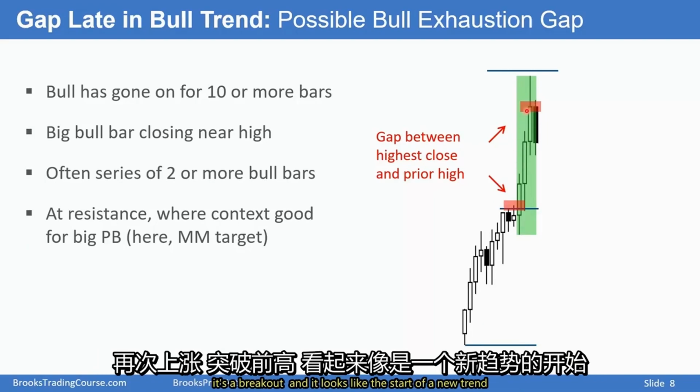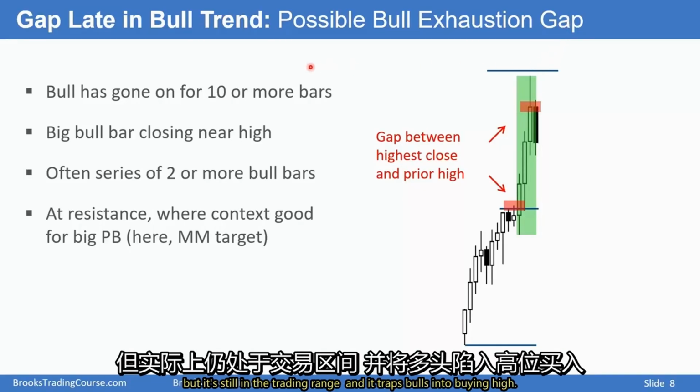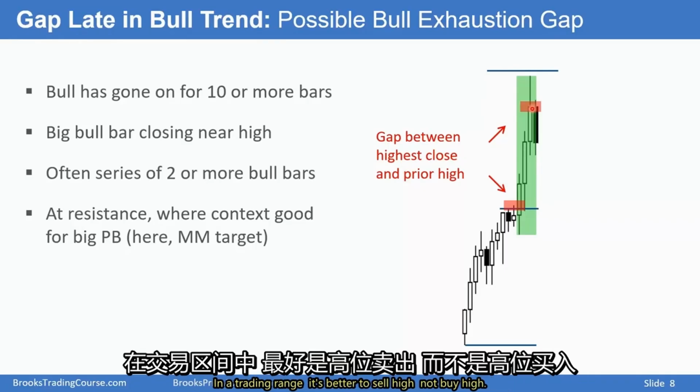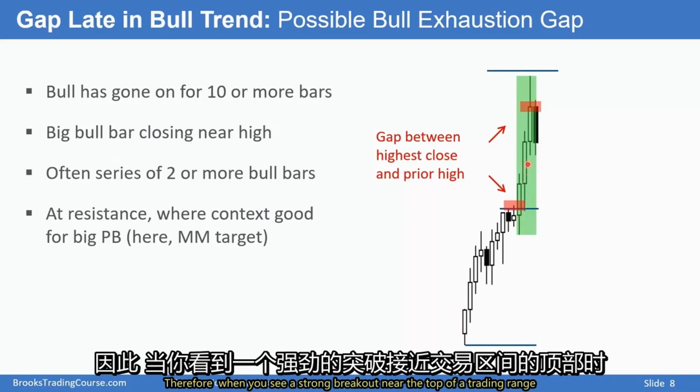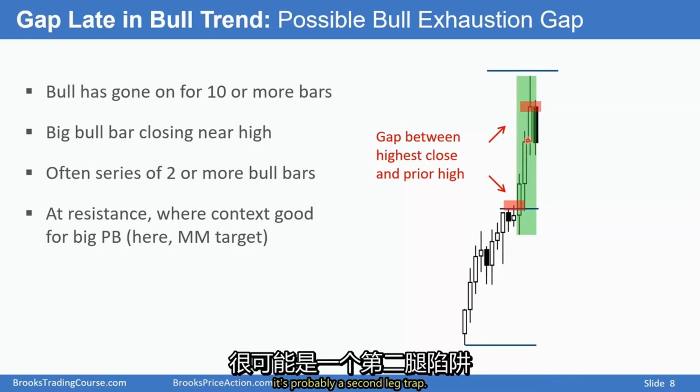It's a breakout, and it looks like the start of a new trend, but it's still in the trading range, and it traps bulls into buying high. In a trading range, it's better to sell high, not buy high. Therefore, when you see a strong breakout near the top of a trading range, it's probably a second leg trap.